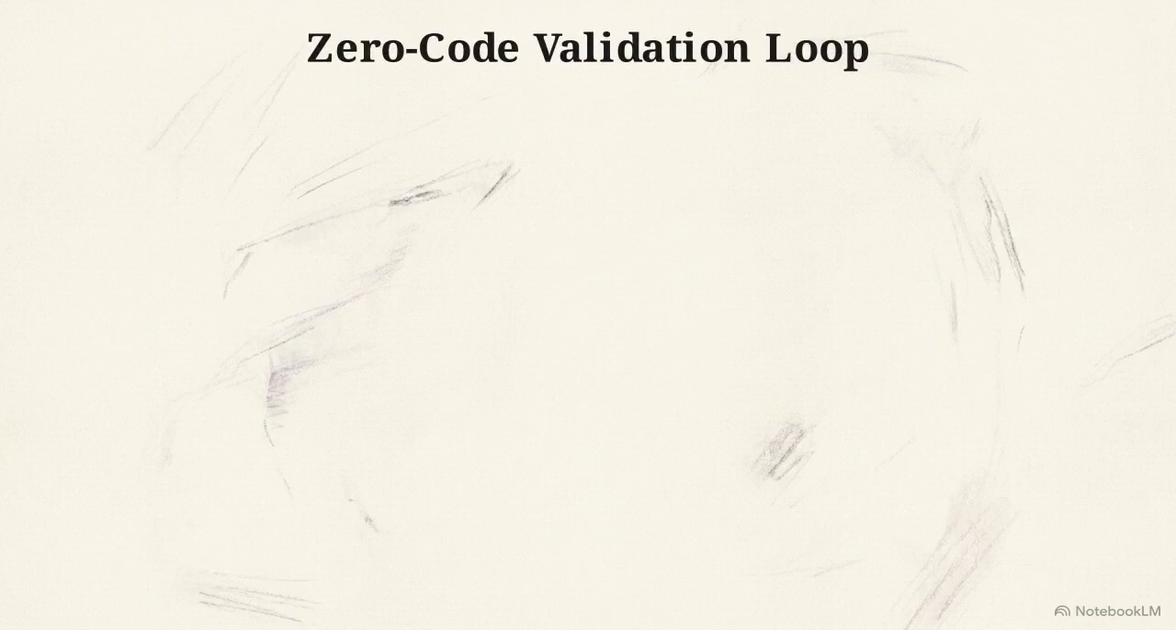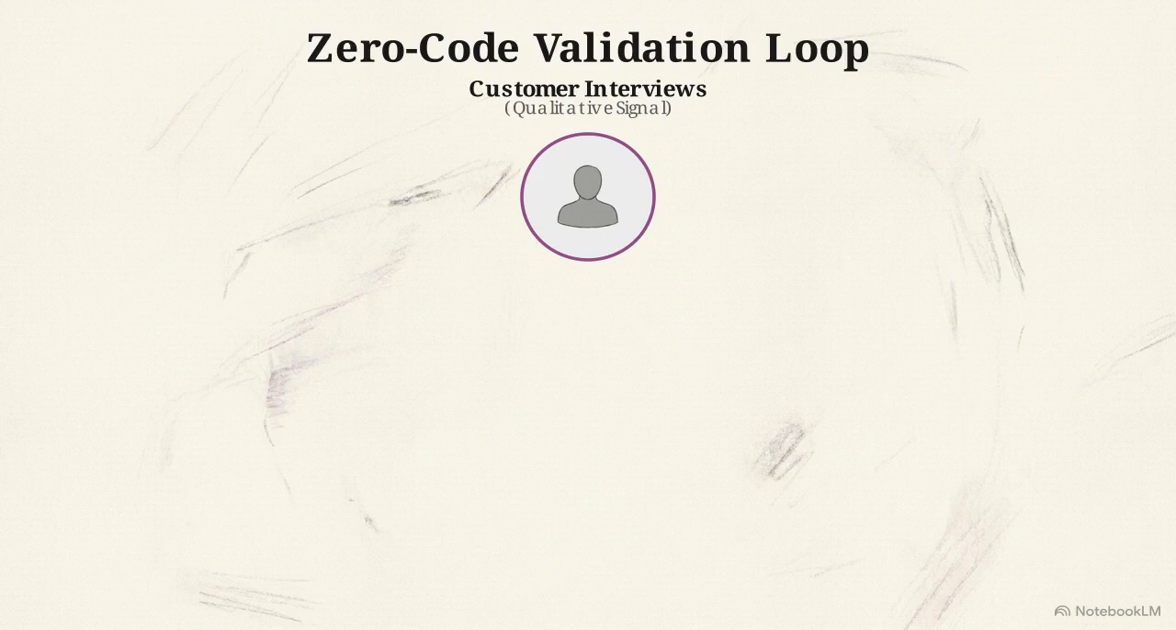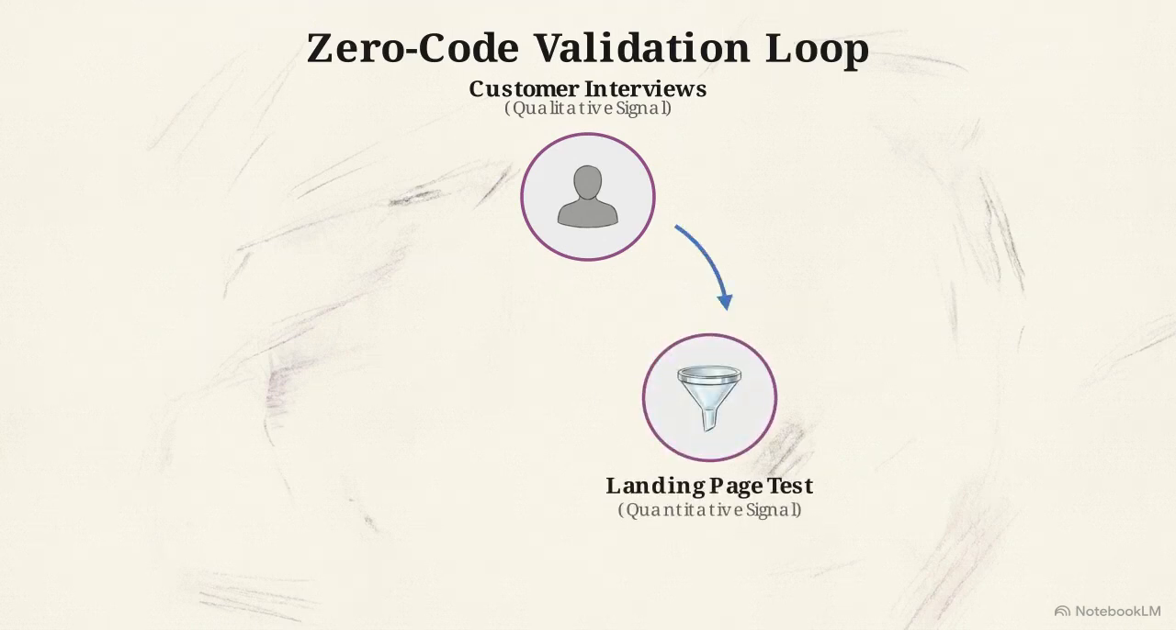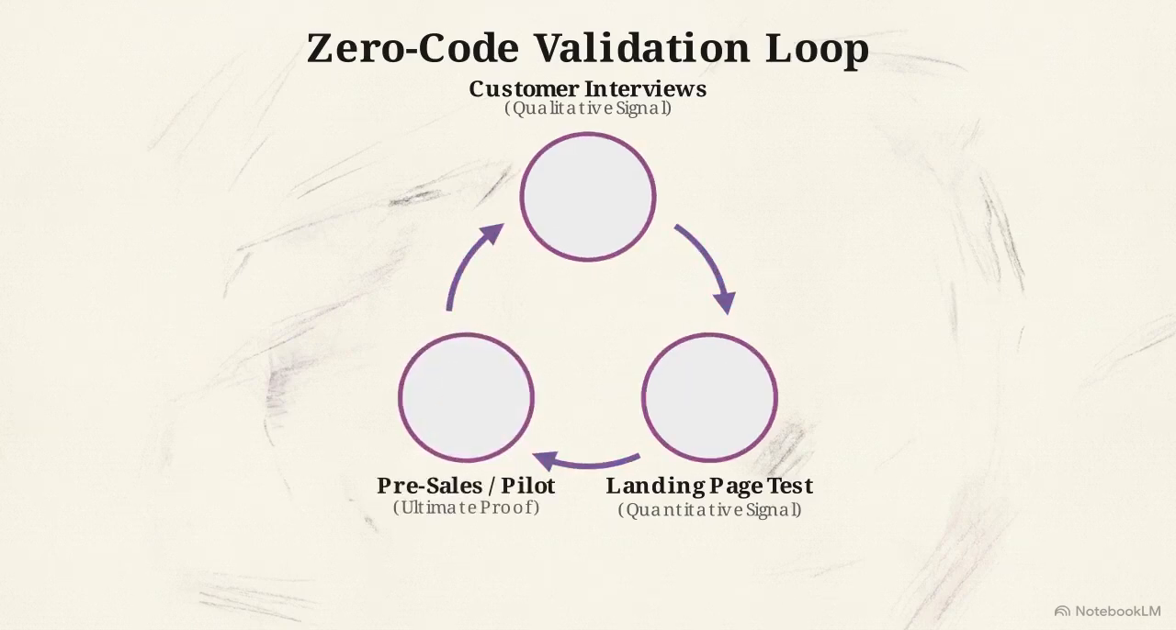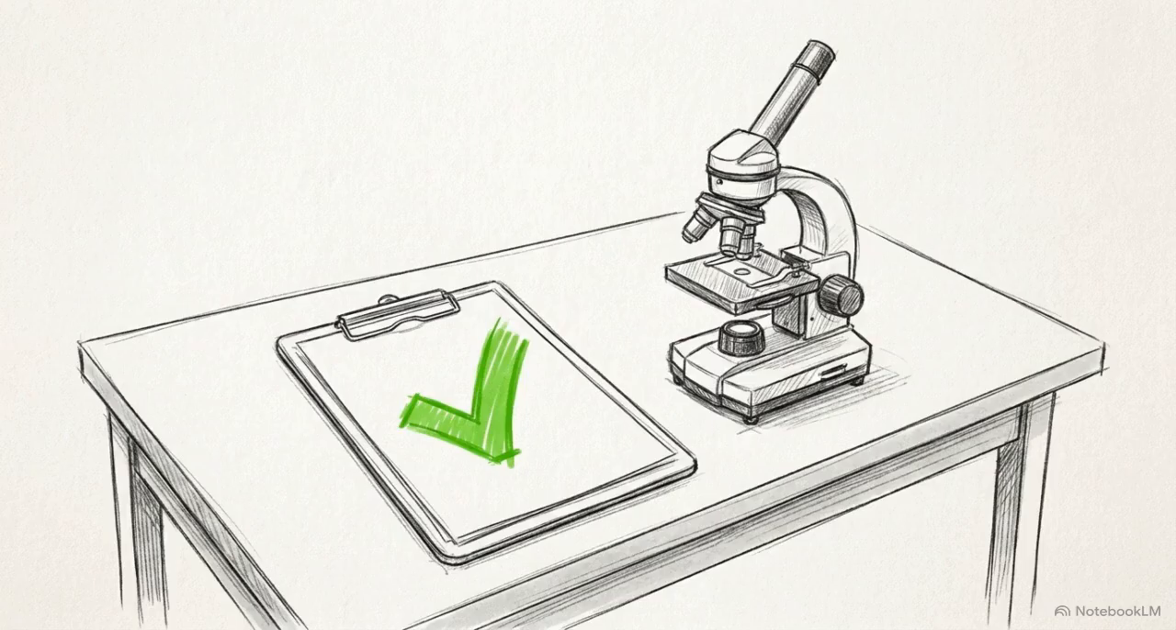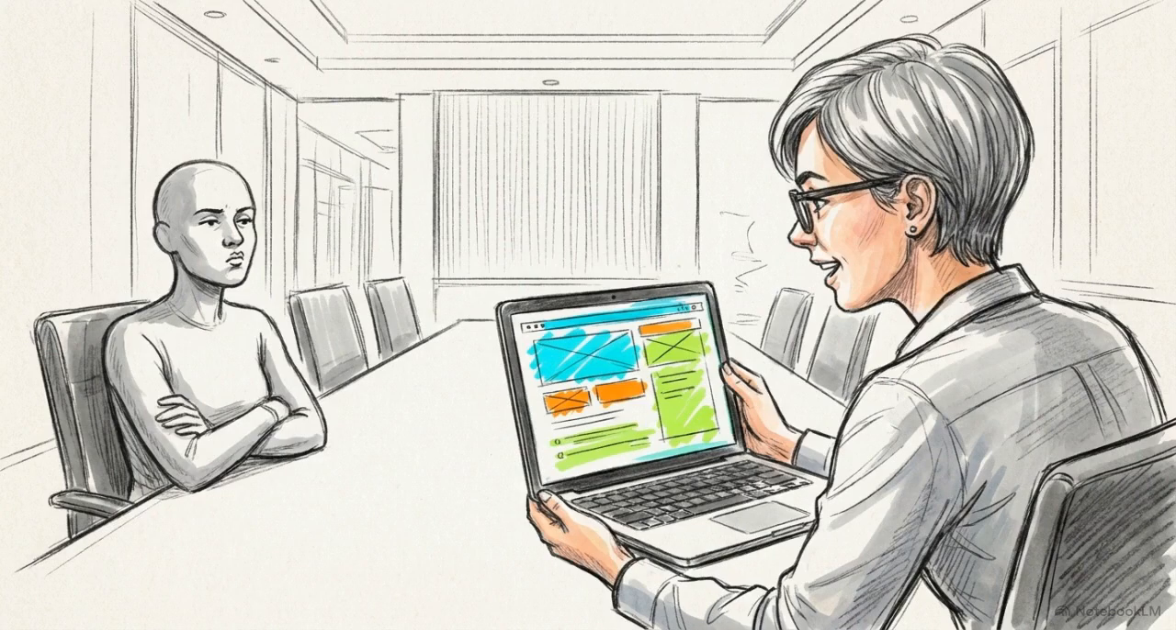Instead, this validation loop moves through 3 distinct phases of testing. You start by extracting a qualitative signal, translate that into a quantitative signal, and finally, secure the ultimate proof. Treating these 3 steps as a scientific method disciplines your decision-making. It forces a confrontation with reality to counter founder bias and prevent months of wasted capital.